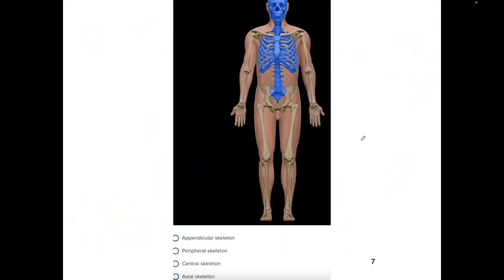Okay, so here on Connect, this has shown up in the past. So if we look at what's highlighted in blue, what do we have here in the center? Well, we know that the appendicular is going to be the upper and lower extremities. Peripheral skeleton, I never spoke about a peripheral skeleton. The only time you heard me use the word peripheral was when we talked about the PNS and the CNS, the central neural system and peripheral neural system, but that's neurology.